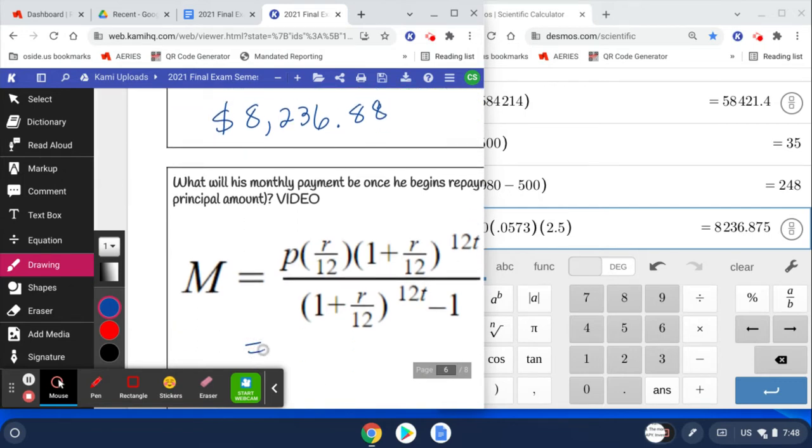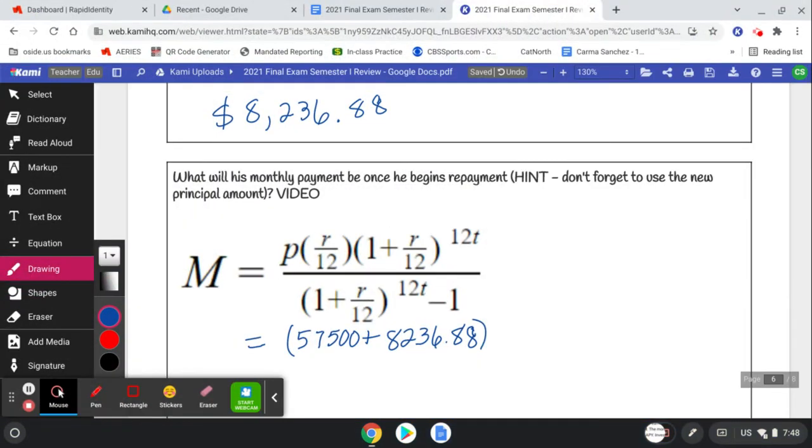And so now when he starts making repayments, what will his monthly payment be? This has to have a new principal of the original loan amount, $57,500, plus the new accrued interest, $8,236.88. We're going to remember to round up on that one. So it says, hint, don't forget to calculate the new principal amount, and that's what they're referring to. So here I'm going to plug in now 1 plus the rate, just kidding, I skipped a step there. Forgot the first R over N.